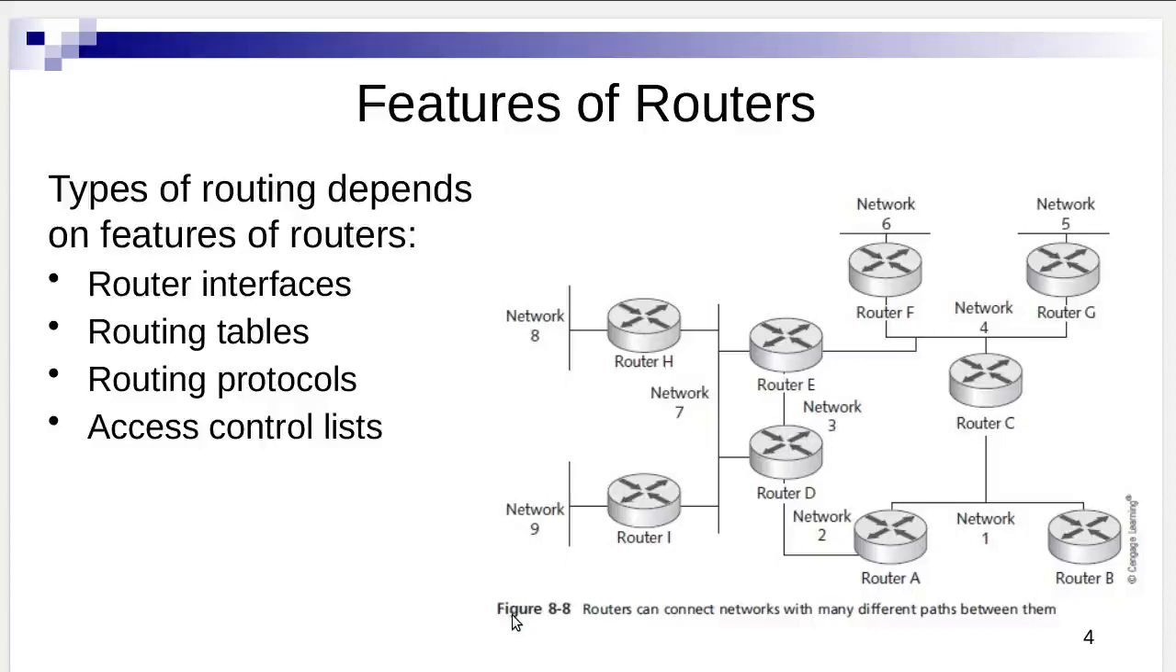Okay, so look at some of the features of routers that we've seen before. Remember that each router can have at least two interfaces. So for example, this router H is connected to network 8 and network 7, and a whole bunch of these routers have two interfaces, but you'll see also cases where, for example, router E is connected to network 7, network 3, and network 4. So this is an example of a router with three interfaces.